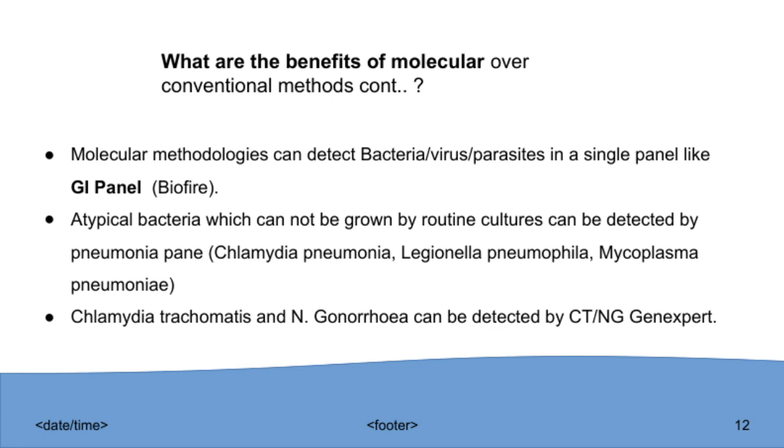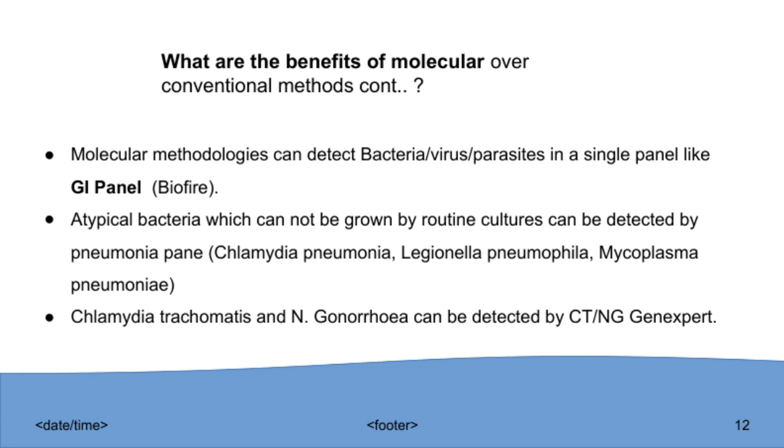Another important point is that molecular methods can identify atypical bacteria that are difficult to grow using routine cultures. For example, with the pneumonia panel, we can detect organisms like Chlamydia pneumoniae, Legionella pneumophila, and Mycoplasma pneumoniae. These are often tricky because they don't grow well in traditional cultures, but molecular testing can identify them directly from samples.